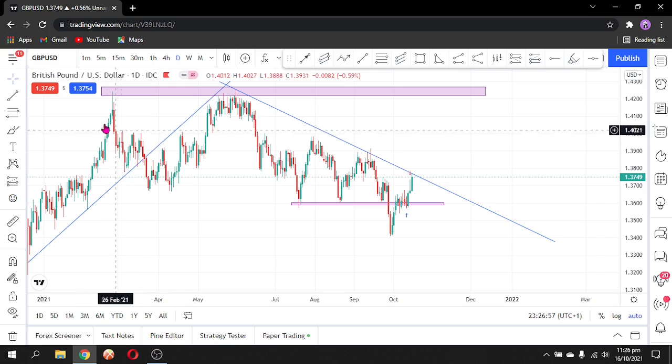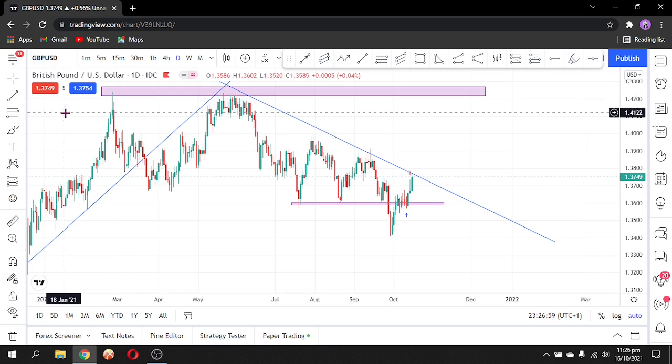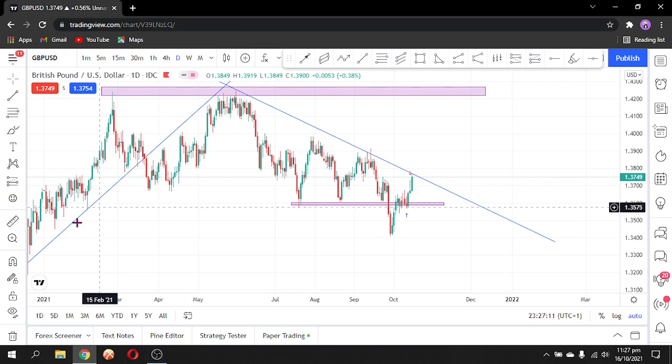For this weekly forecast, we will be analyzing 5 currency pairs using price action. To do that, we will begin with GBPUSD, and this is the daily time frame.